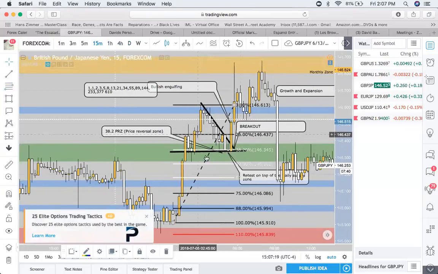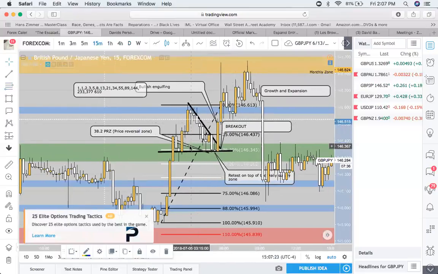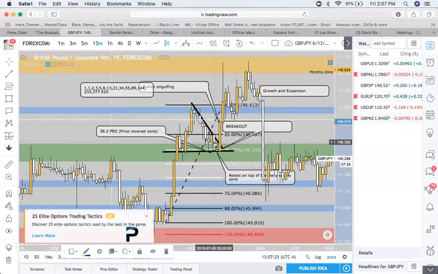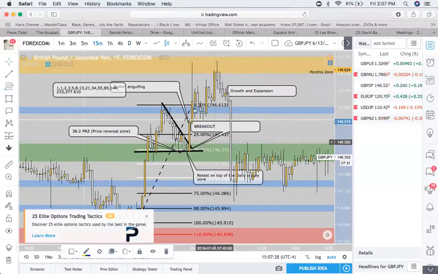So this is how you use the supply and demand zone on top of Fibonacci and trend line. This is how you're able to be a little bit more accurate when it comes to your trading.